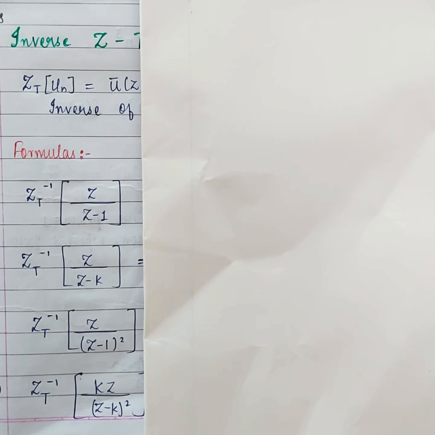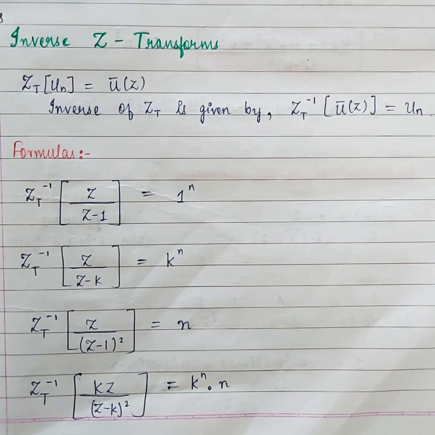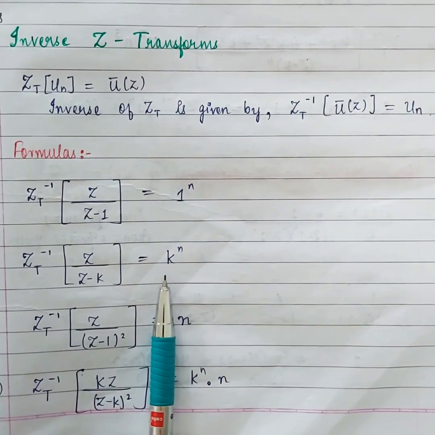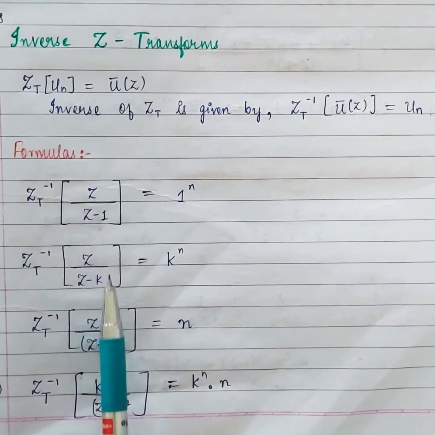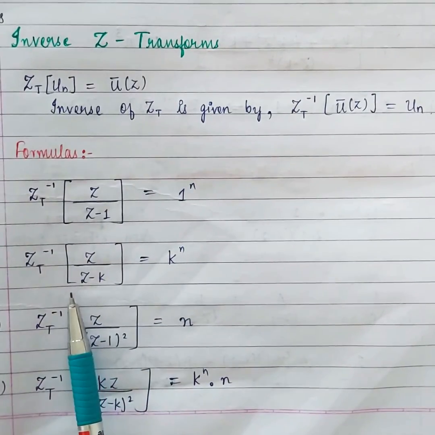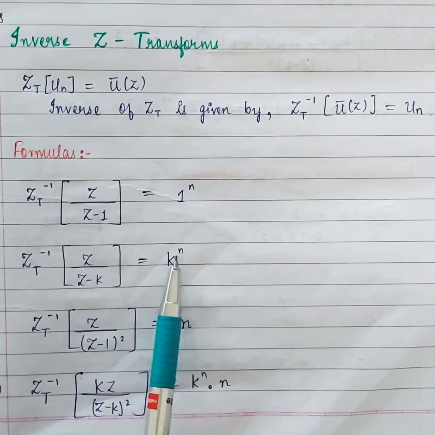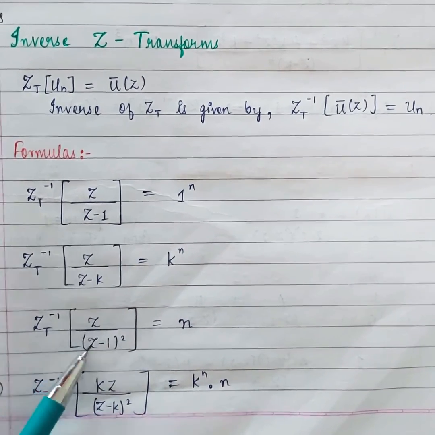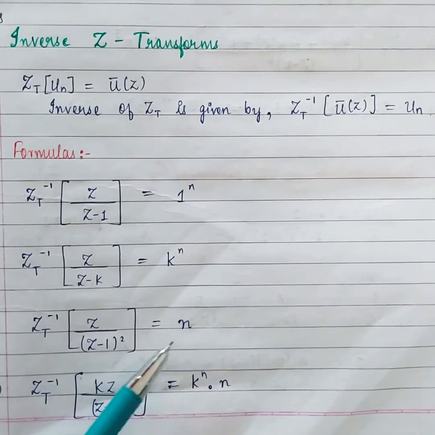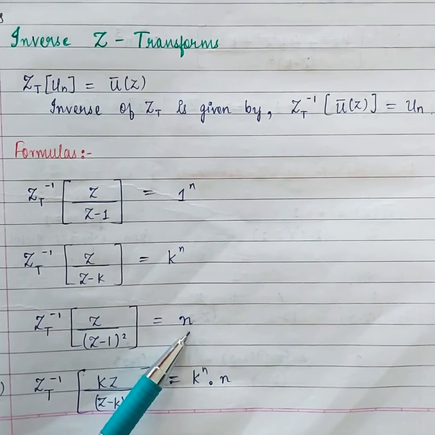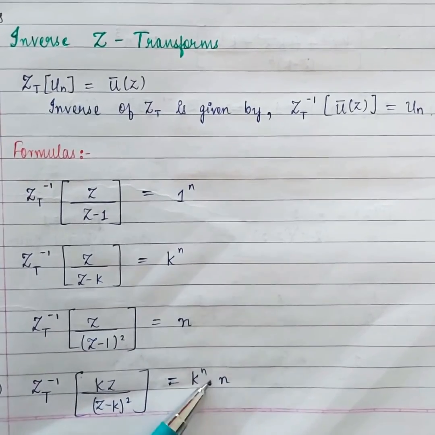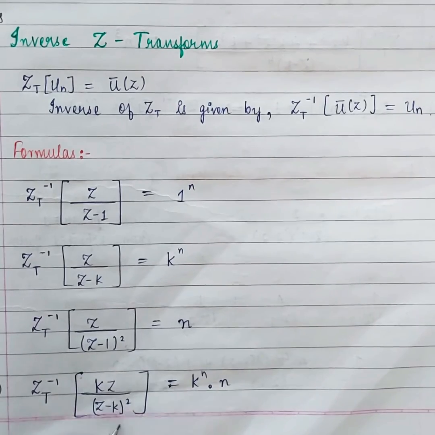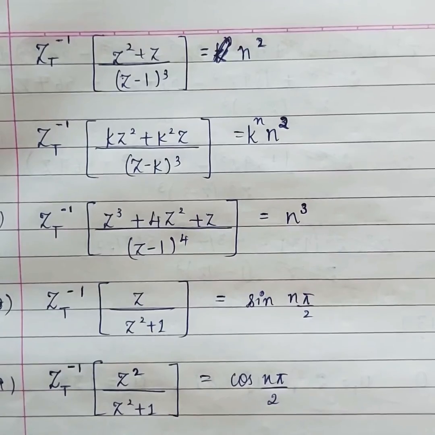Ready? Yes. Z transform of 1. So this is nothing but 1 power n. Remember, from k power n we have substituted k is equal to 1. So Z transform of k power n is Z by Z minus k. So inverse of Z by Z minus k is k power n. So you are not studying any new formula. And Z by Z minus 1 the whole square is nothing but Z transform of n. So I have written n here. This is k power n into n. Remember, Z transform of k power n into n we have studied: kz by z minus k the whole square.